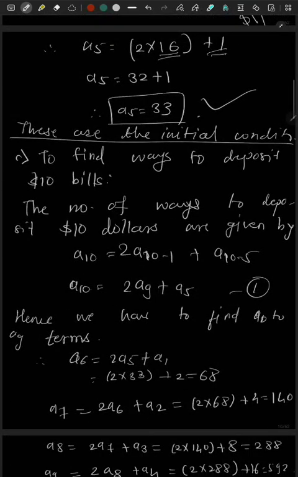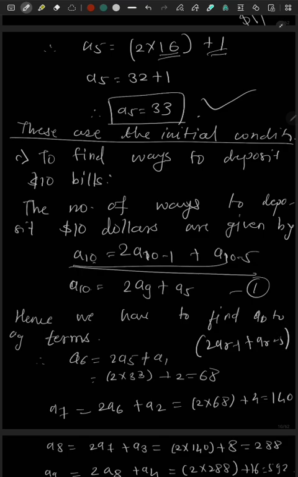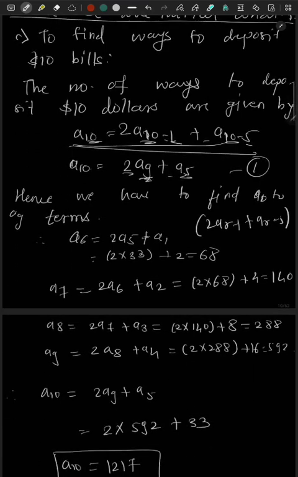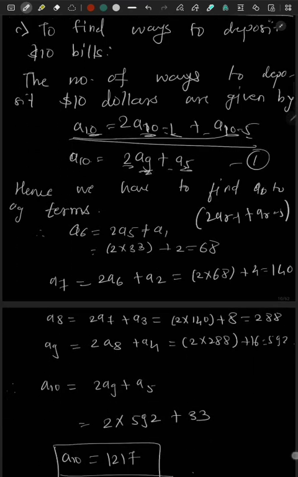Now to find the ways to deposit $10. How does the recurrence relation look for A10? The given recurrence relation was 2AR-1 plus AR-5. Here R is 10. Hence 2A10-1 plus A10-5. It is 2A9 plus A5. So we have to find A9. So we will have to find all the terms up to A9.